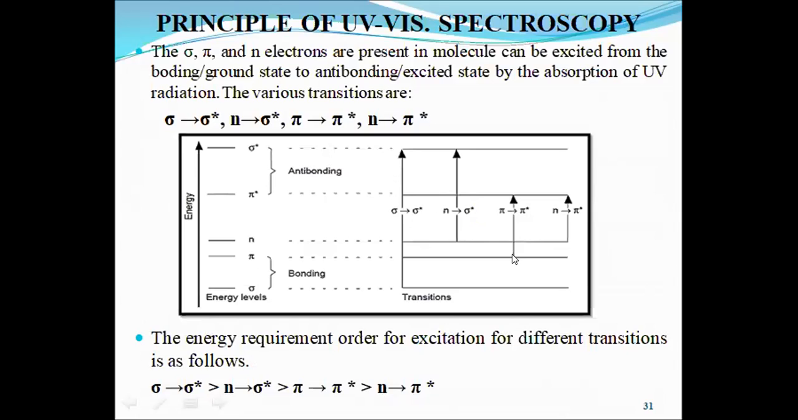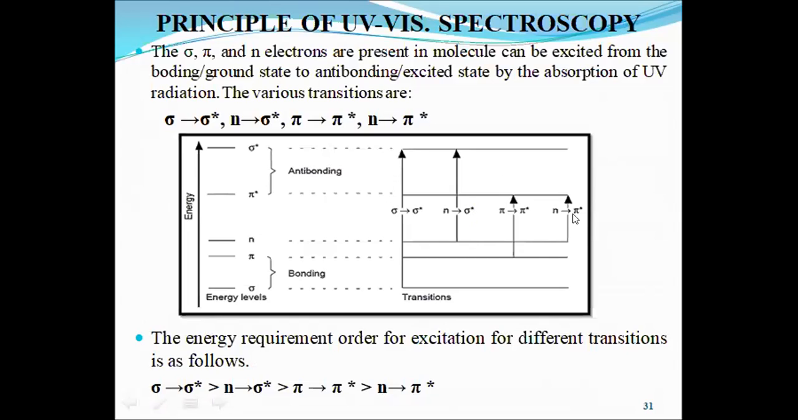Now the third transition is pi to pi star. Pi electrons are loosely held, and when the pi electrons are transferred to their higher energy state, that is the antibonding or the excited state, the transition is named pi to pi star transition. And we can easily see here the energy gap is small. So when the energy gap is small, this will require less energy. So again, absorption of ultraviolet radiation can cause this transition to take place.